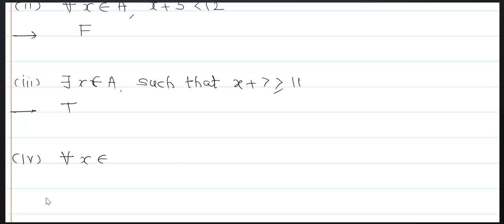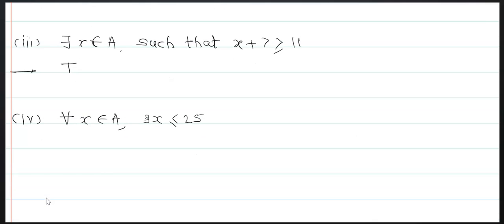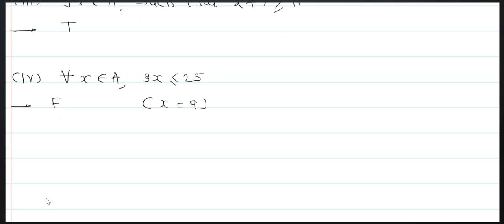Now the fourth one. For every x belongs to A, 3x is less than or equal to 25. Is it possible? If you take x equal to 9, then it is not possible. Therefore, it is false.